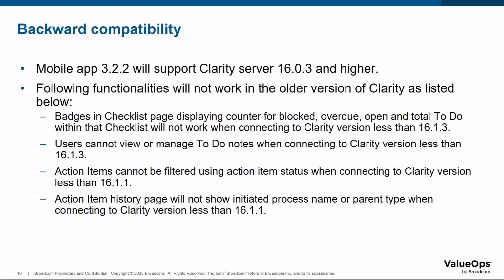Action items cannot be filtered using the action item status when they're connecting to a Clarity version less than 16.1.1. An action item history page will not show the initiated process name or parent type when connecting to Clarity version less than 16.1.1.